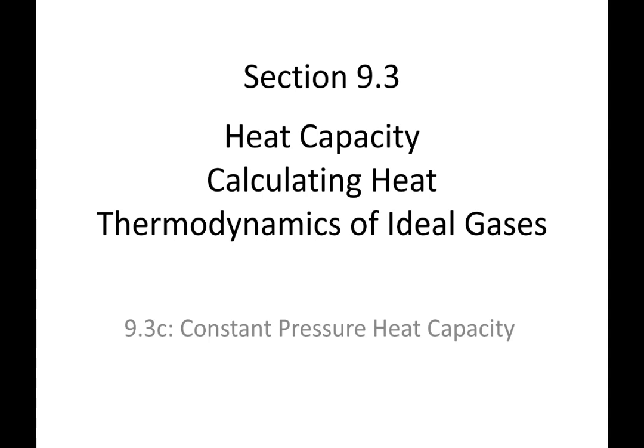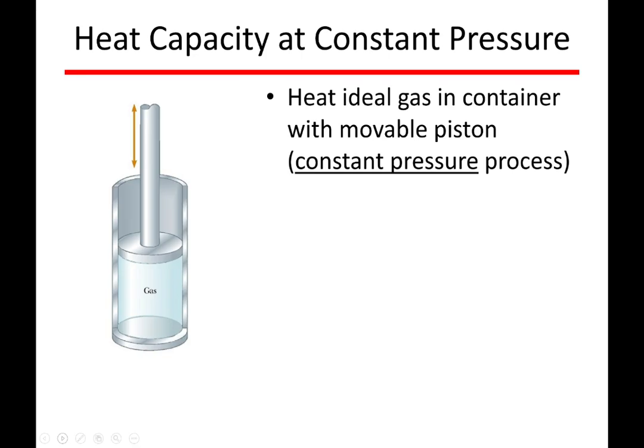We'll now consider the transformation of an ideal gas at constant pressure and think about what the constant pressure heat capacity will be. If we're heating a gas at a constant pressure, we'll typically be heating the gas in a container with a movable piston. If you see that phrase, movable piston, that's typically indicative of a constant pressure process. As you change the temperature of the gas, the piston can move in or out in order to maintain a constant pressure.